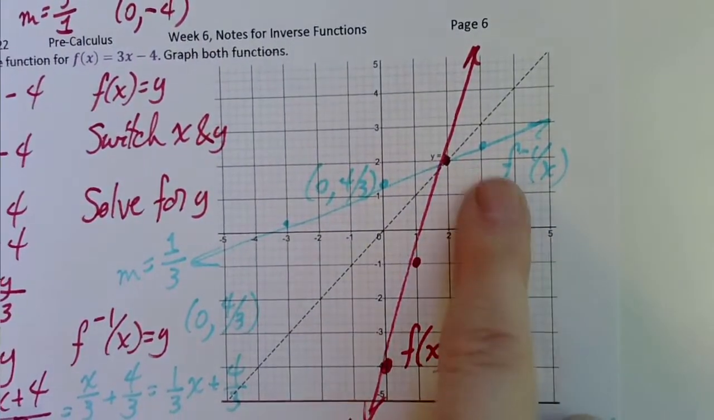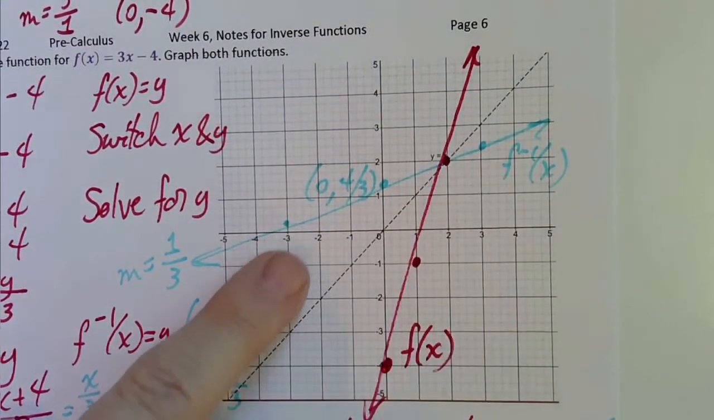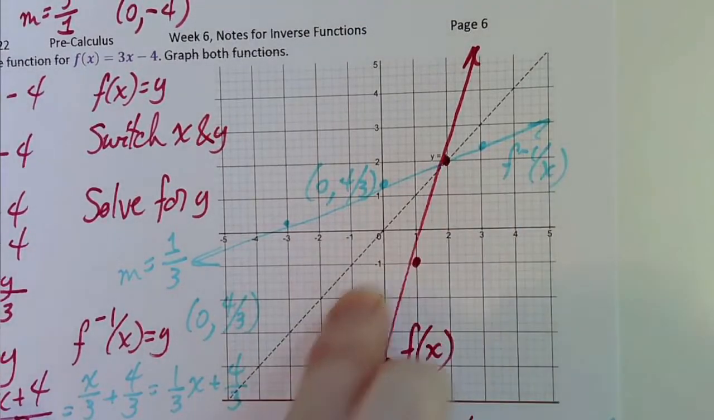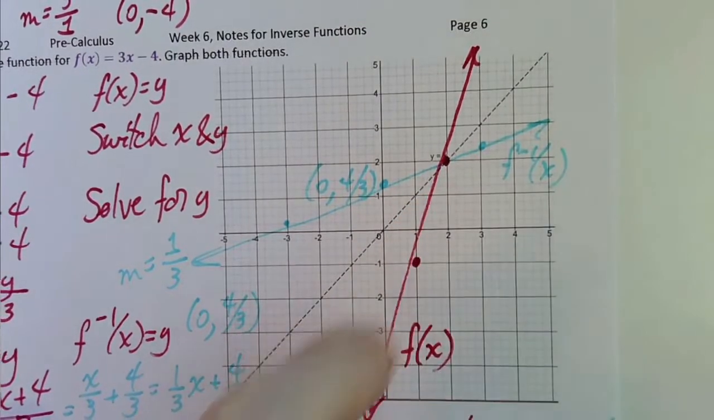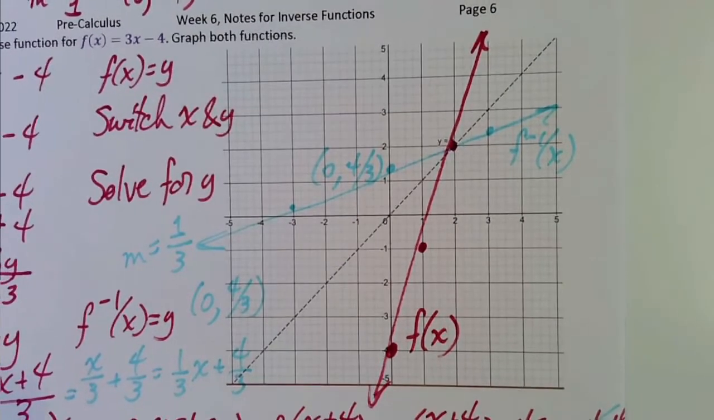Notice that they cross on the line y equals x, and that if we folded this whole graph along that line y equals x, the two graphs f of x and f inverse of x would match.